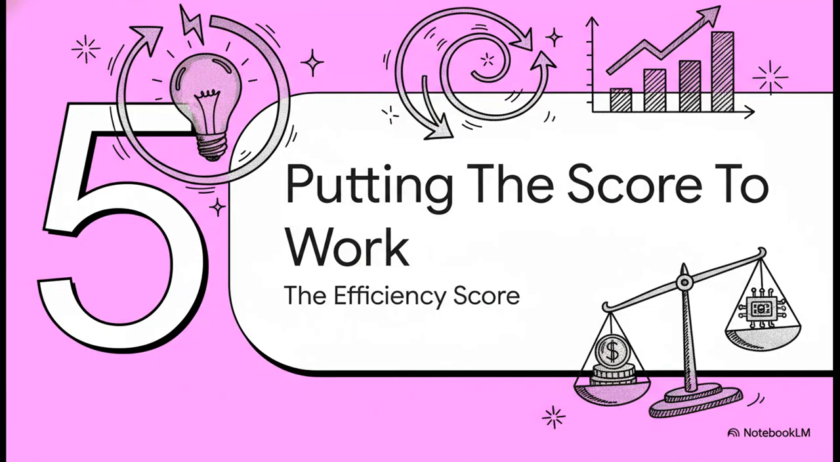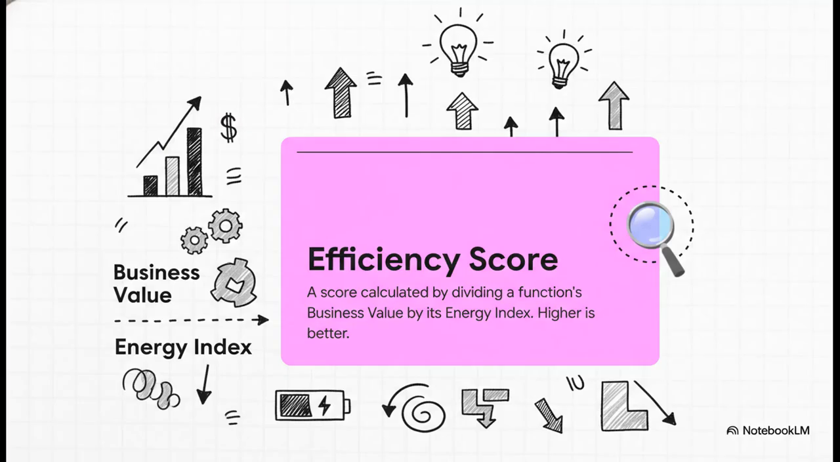Now, knowing the energy cost is a massive leap forward, but it's really only half the story. The real goal here is to understand the value you're getting for that energy cost, and that is where the efficiency score comes in. This is where it all comes together. The efficiency score is brilliant. You just take the business value a function creates, and that could be anything the business cares about, like revenue or customer signups, and you divide it by its energy index. The goal is simple. Get the highest efficiency score you possibly can.